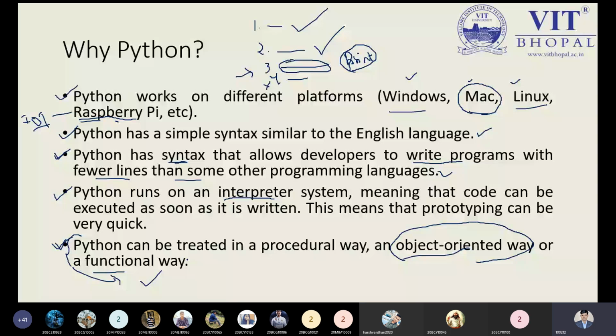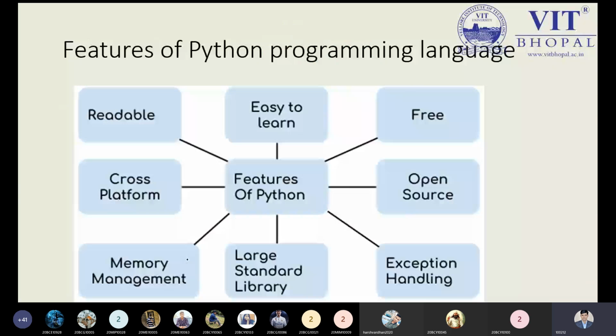Now, what are the various features of the programming language Python? It is readable, because every statement is just like an English statement, so we can read the instructions in an easy way. It is easy to learn, due to the heavy use of libraries. It is freely available. You can go to the specific website and download its compiler or interpreter, then you can run.